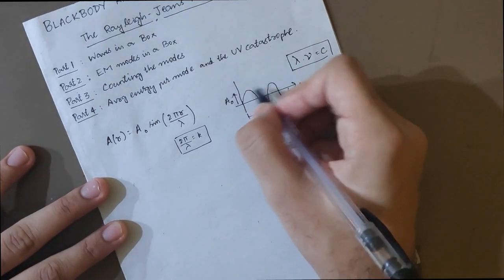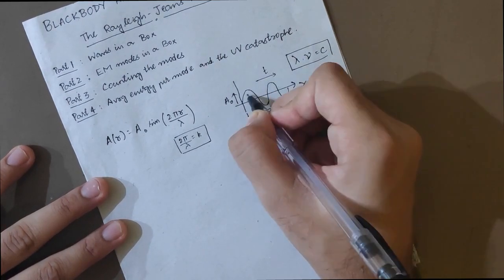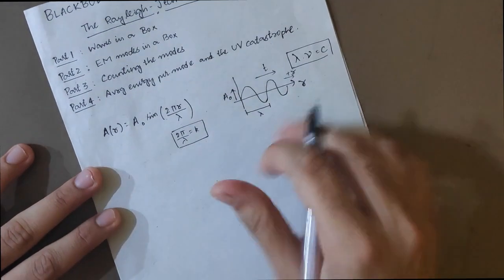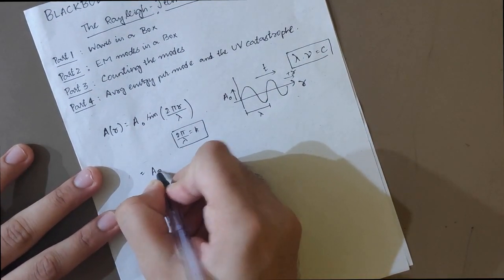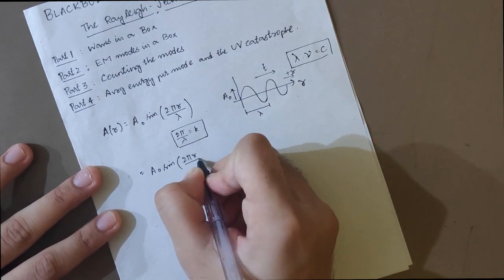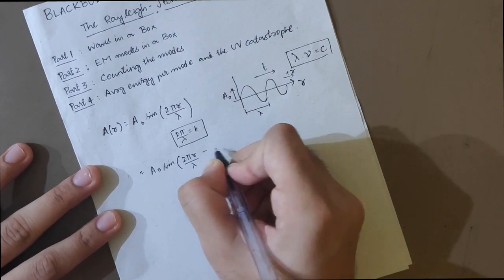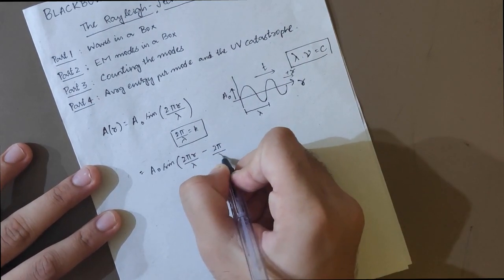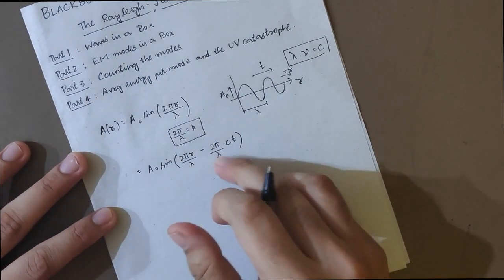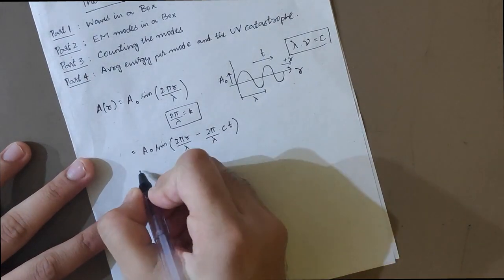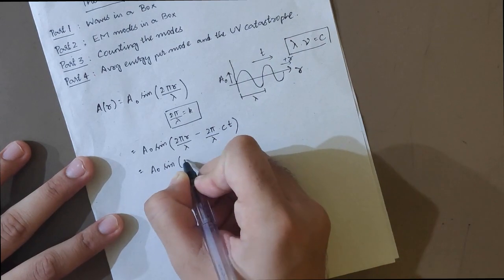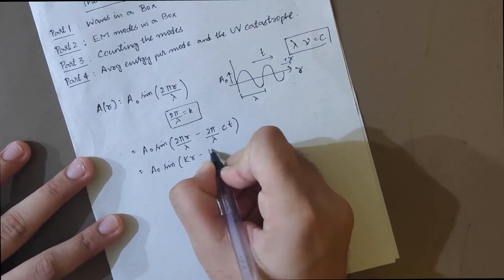And if the wave evolves with time, as in say the wave propagates towards plus r in time, then we might have the equation as follows: a naught sine of 2 pi r by lambda minus 2 pi by lambda into c into t. Now 2 pi by lambda is k, which I have substituted there. So it's a naught sine of kr minus kct.